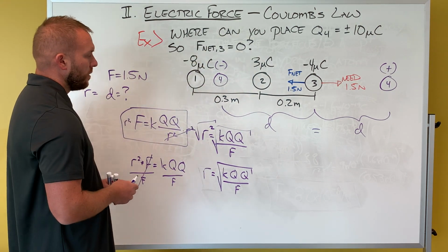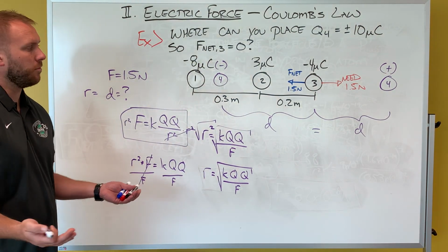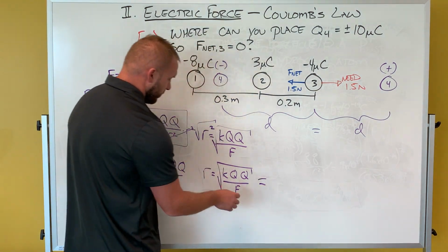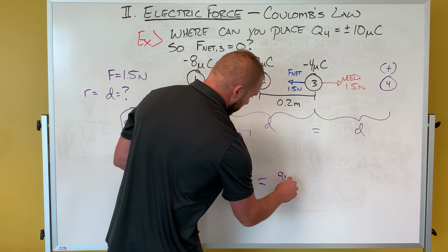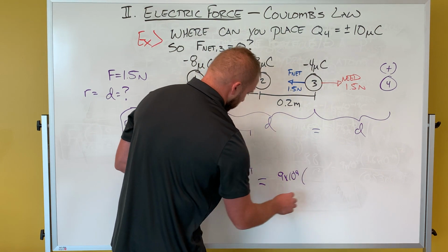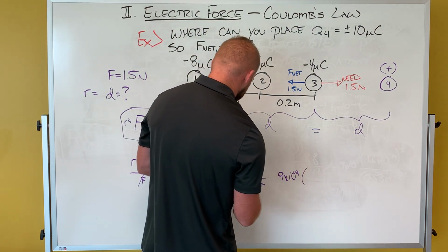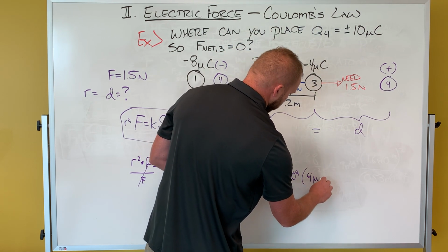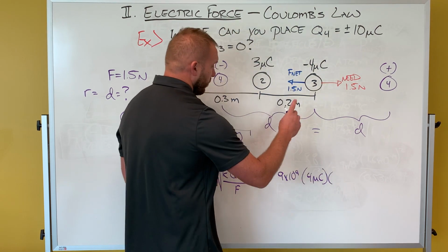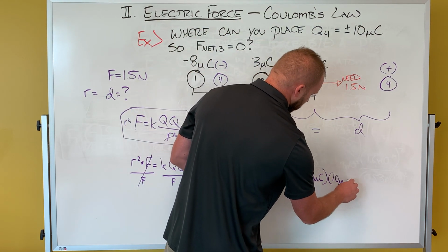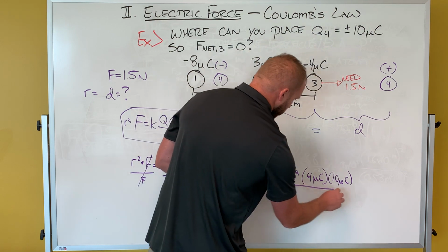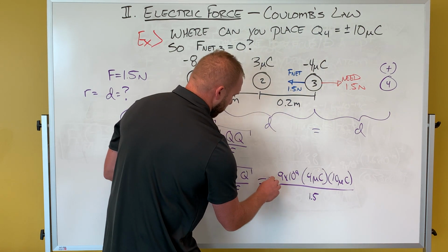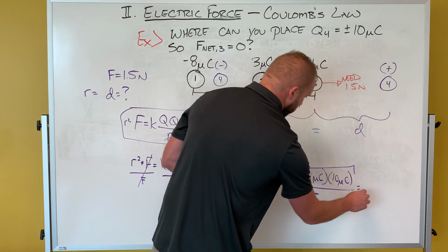Okay. We could then apply this to any problem. We have specific numbers for this one, and if we were to do that, then we'd have 9 times 10 to the 9 multiplied by, we'll just do 10 microcoulombs, divided by 1.5 newtons. We'll square root that.